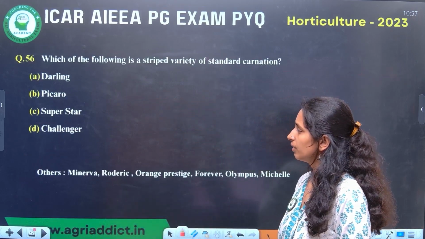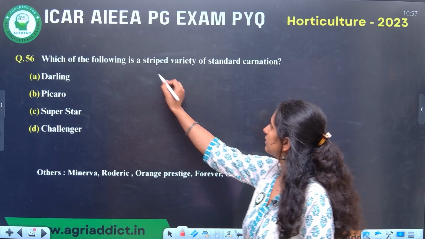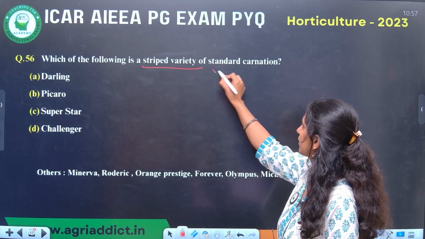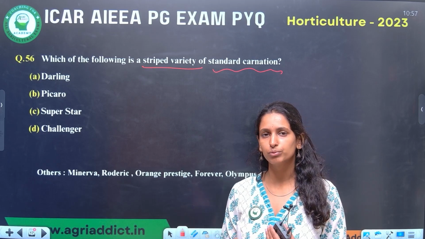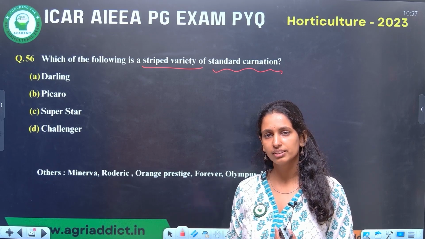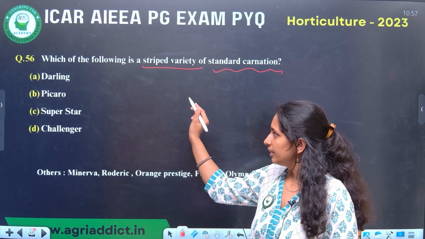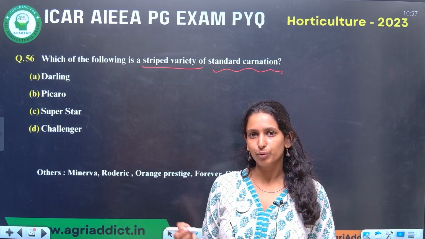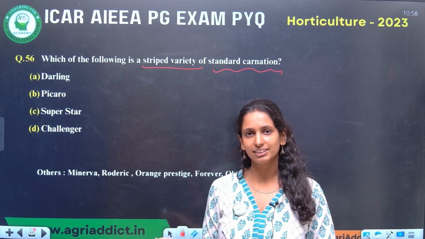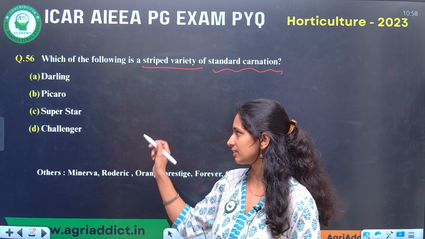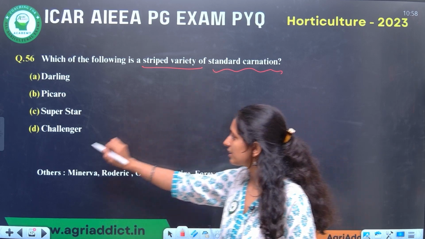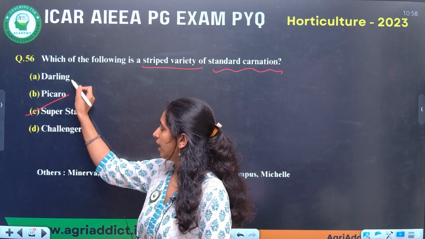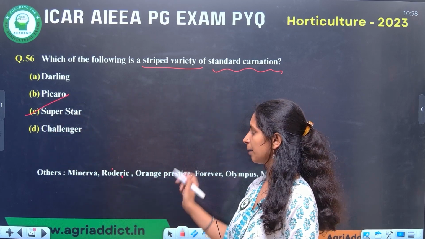Next question. Which of the following is a striped variety of standard carnation? When you see the question paper, you can see questions from rose, carnation, lawn; these are all fixed. Carnation varieties are a little tough because most were developed in foreign countries and introduced, so it will be a little difficult. For this, the answer is Superstar. It is a striped variety.